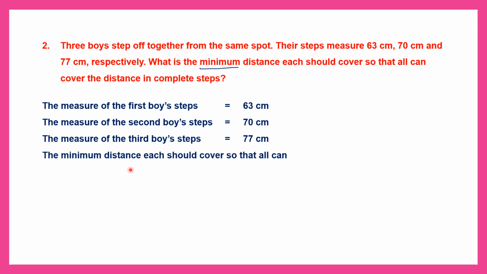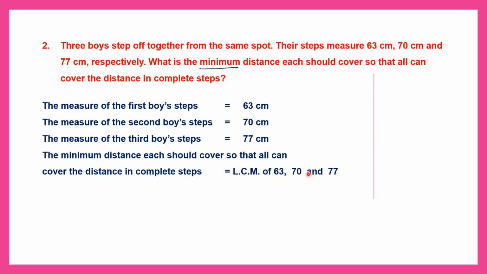Now the minimum distance each should cover so that all can cover the distance in complete steps will be the LCM of 63, 70 and 77. That means we should find this LCM. Now let's do it by the common division method. So let's write down the numbers. So we have 63, 70 and 77.